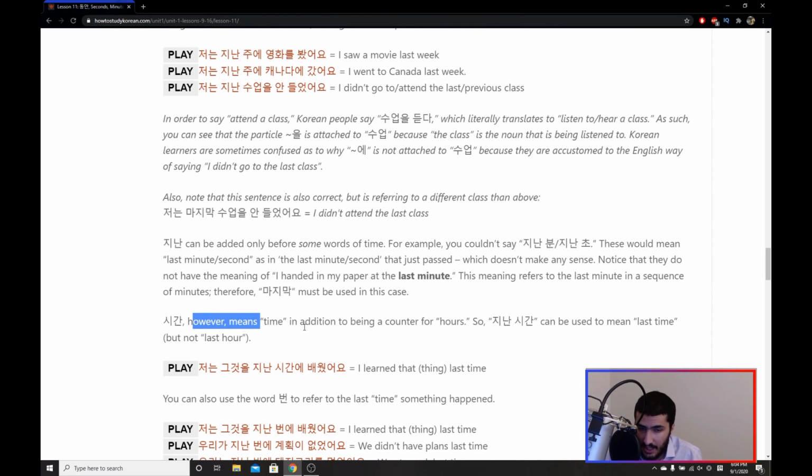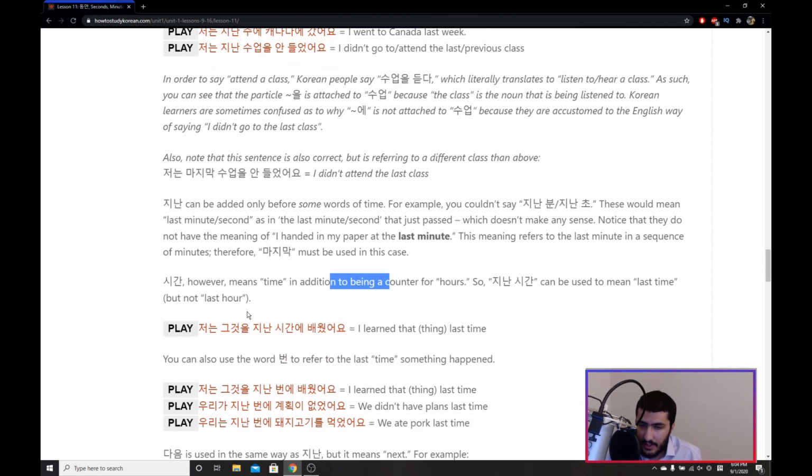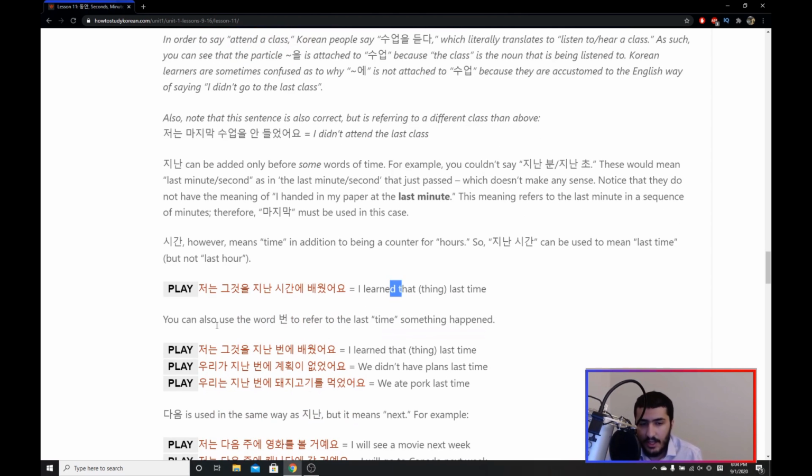시간, however, means time in addition to being a counter for hours. So 지난 시간 can also mean last time, but not last hour. So for example, 저는 그것을 지난 시간에 배웠어요. I didn't actually understand what he was saying, and then I saw an example, and I was like, yep, that's how it's used. So you could say, last time I learned something like that, like the previous time that I was here. You can use the word for 번 to refer to time something happened.